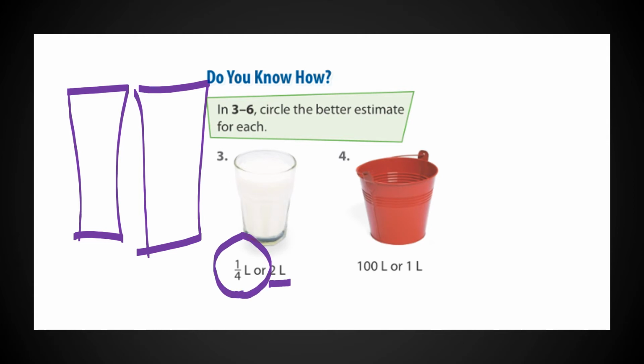For my bucket over here, I have 100 liters. So I go back to this picture here and I think to myself, well, this is only 2. Now I have to make it another 98 to get to 100. That seems way too much for this little bucket here. So my best estimate is 1 liter.